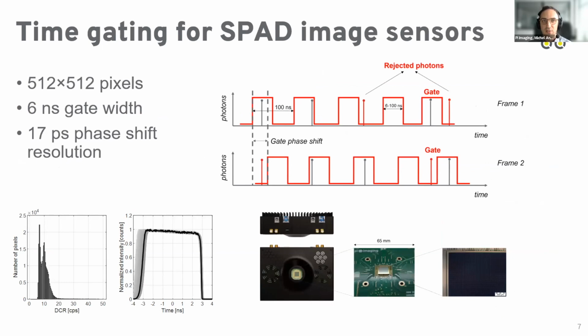SPAD image sensors are operated in a mode which we call time gating. Time gating enables us to have very short gates, minimally 6 nanoseconds, which can be then shifted in phase by 17 picoseconds. This finally enables us to recreate the timing distribution of the fluorophores, fit the exponential, or just use some simpler methods.